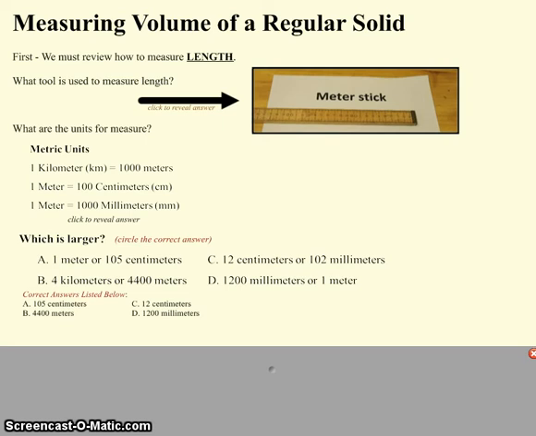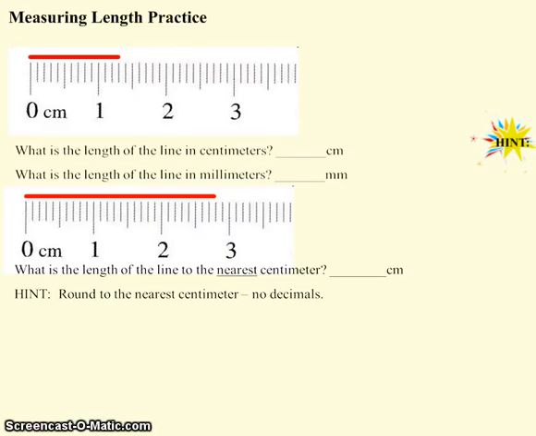Let's review length in a little bit more detail. On your sheet, you will see that you too have this exact same image. I want you to measure the length of both of these lines. Tell me, what is the length of the line in centimeters? And what is the length of the line in millimeters? Notice for line number 2, there's a hint. It says round to the nearest centimeter, no decimals.